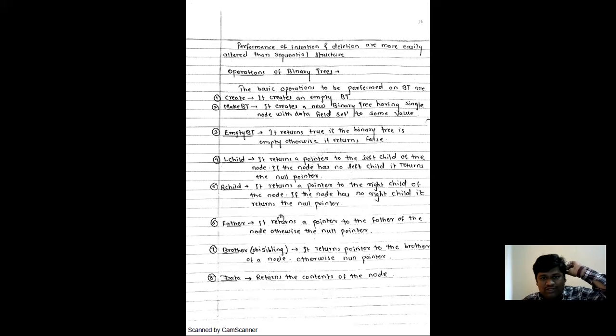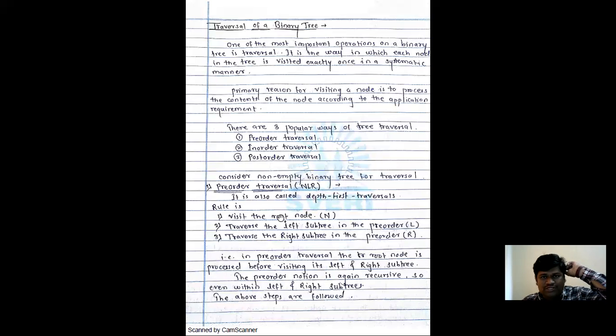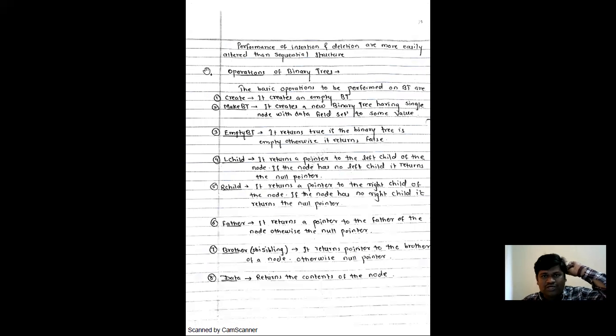Now, these are the basic operations performed on the tree. The basic operations to be performed on the binary tree: first, we need to create an empty binary tree. After that, make a binary tree, which creates a new binary tree having a single node with the data field set to some value.